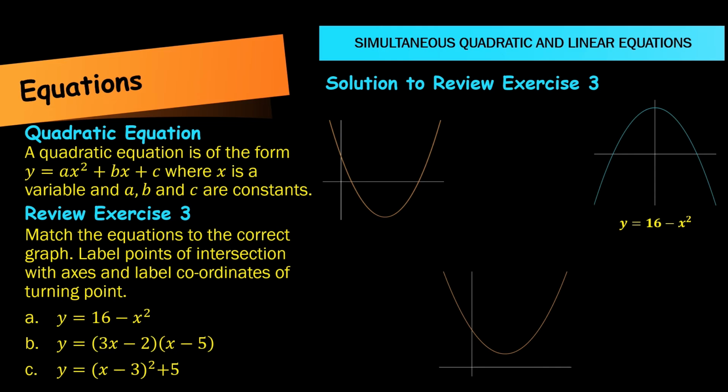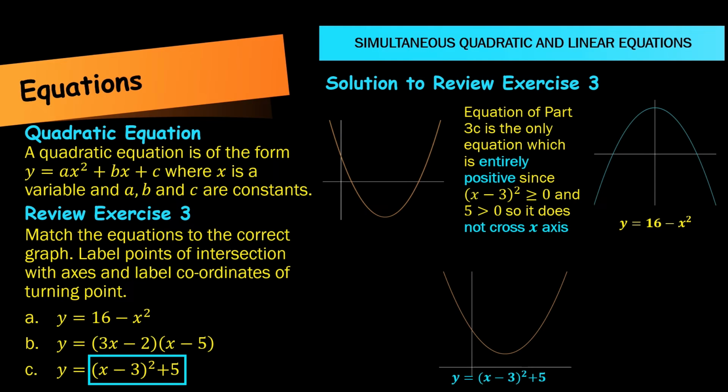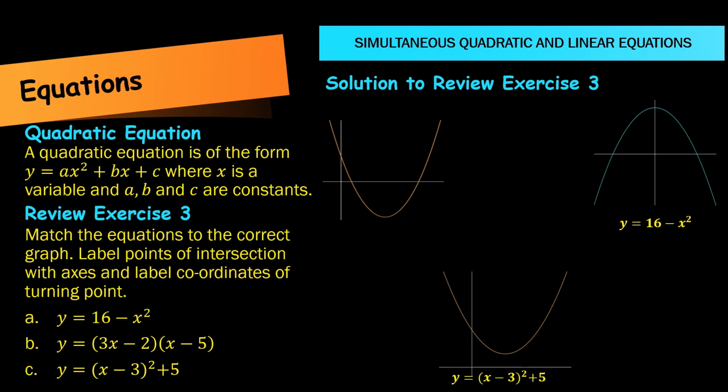Now the equation in part 3c is the only equation which is entirely positive, because x minus 3 all squared is greater than or equal to 0, and 5 is greater than 0, so it does not cross the x-axis at all. And so we've matched the third diagram to equation C. And so that leaves us with the remaining graph, which is B. So that has to be the first one, although there are more mathematical ways of finding this out as well.